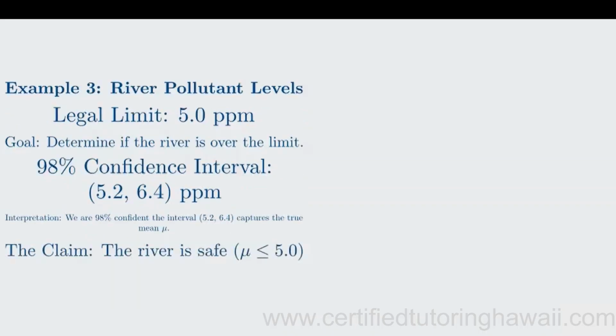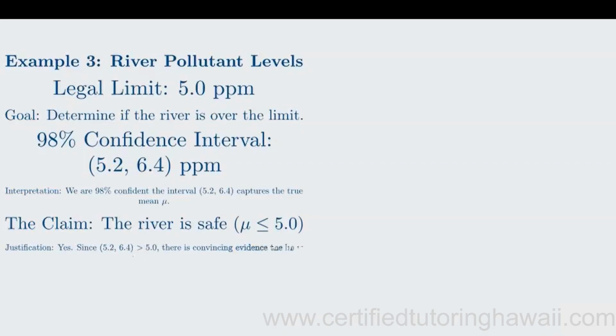Now, we must justify whether the river is safe according to the law. Does this interval provide evidence that the river exceeds the legal limit? Yes. Since the entire interval 5.2 to 6.4 is strictly greater than 5.0, we have convincing evidence that the true mean pollutant level exceeds the legal limit. Notice that, because the lower bound of our interval is 5.2, even our most conservative estimate of the mean is still above the legal threshold of 5.0.